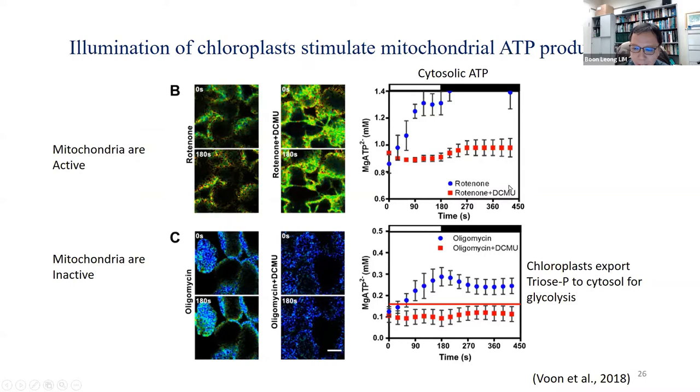And if we inhibit the ATP production from mitochondria using oligomycin, and then turn on the light, we can still see some ATP increase in the cytosol, and this could be due to glycolysis.